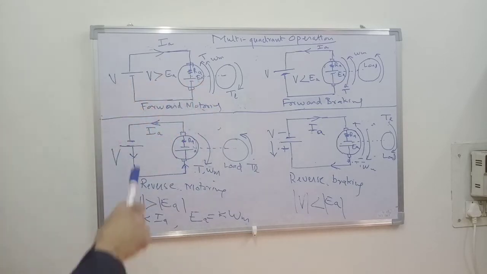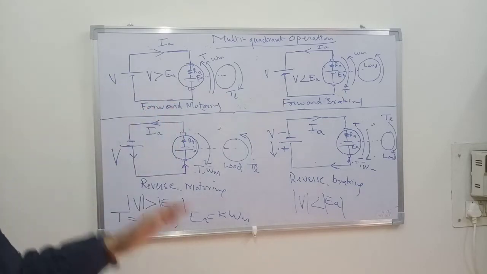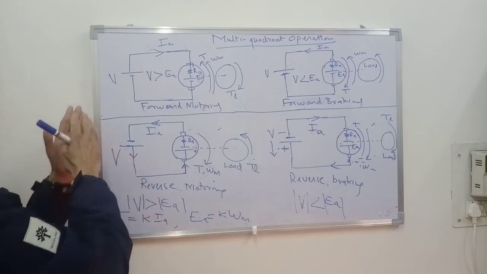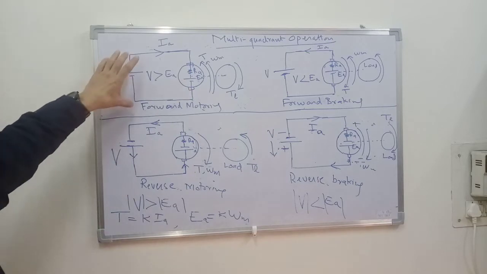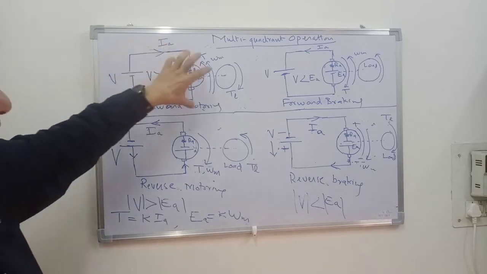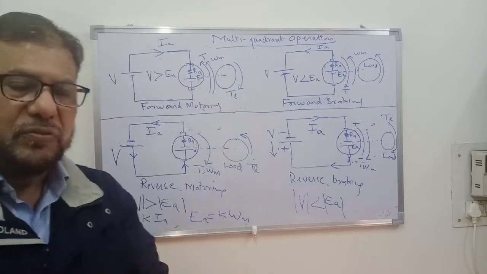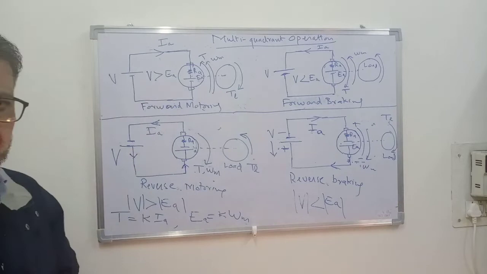So for motoring mode, V is always greater than EA, that is the supply voltage is more than back EMF, and current flows from source to the motor. Energy is released by this source, and absorbed by this motor. Convert this into mechanical energy and supply this to the load. So this is the forward motoring operation.